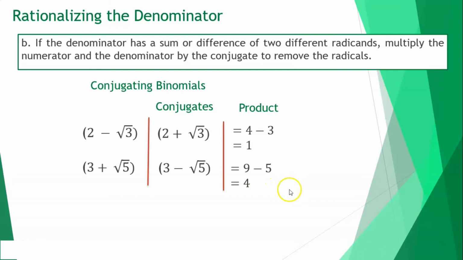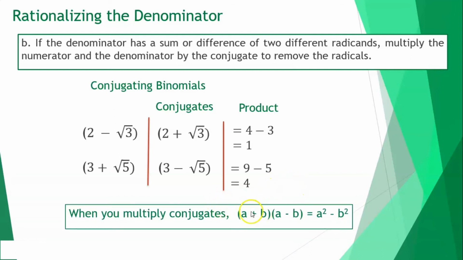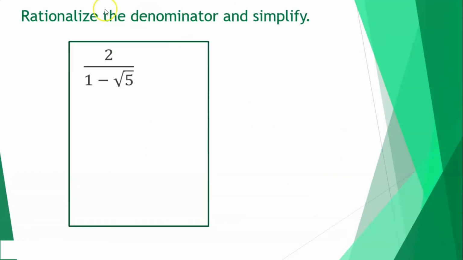So again, when you say conjugate, this is basically the sum and difference of the same roots. When you multiply them, it's basically the difference of the two squares. So take note of that. So let's have an example.